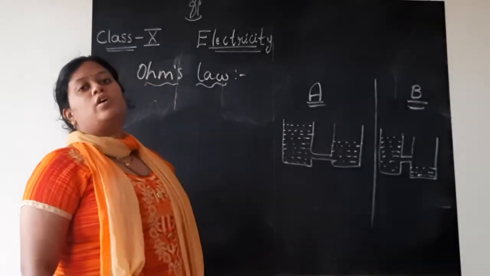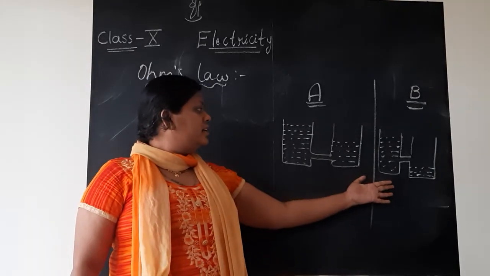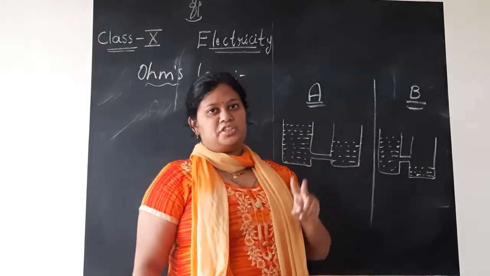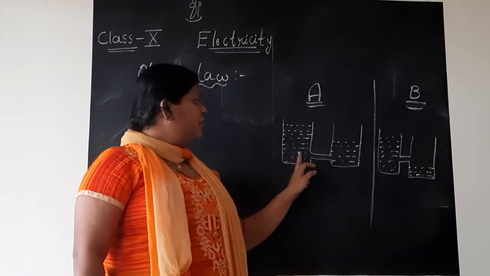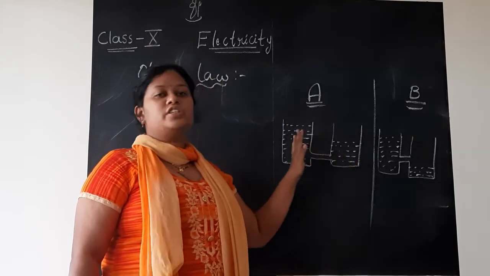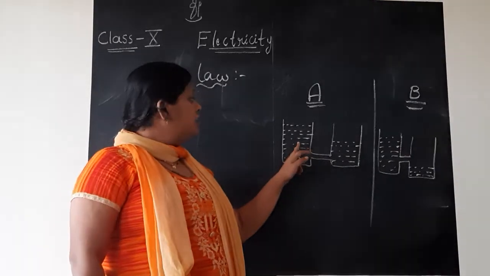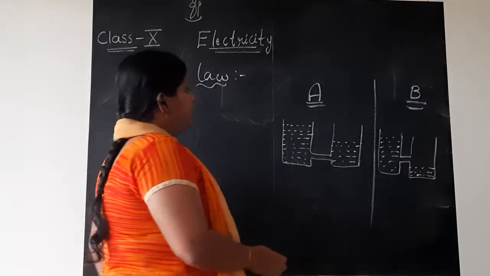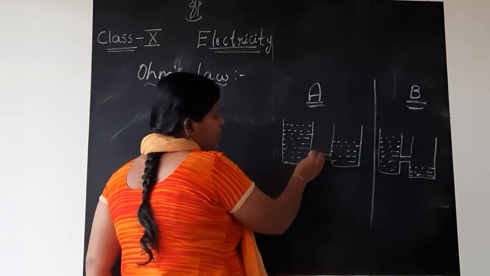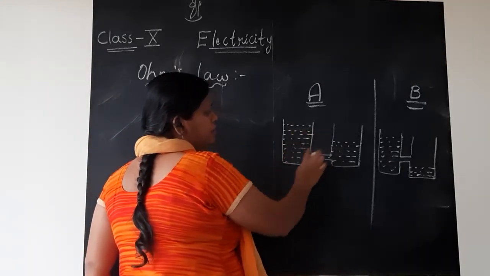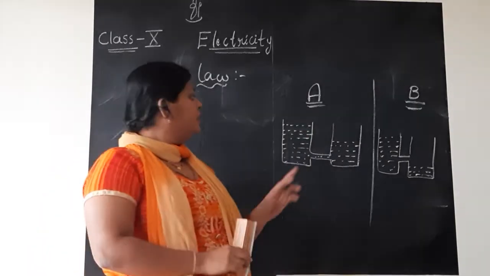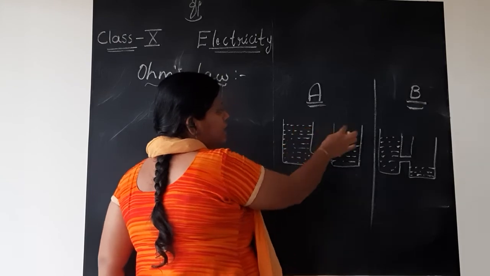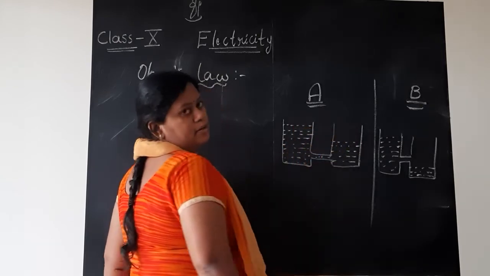To understand what is Ohm's law, let us consider this example. You can see A and B, two conditions are there. In part A, you can see two beakers which are filled with water. But here, the water is not filled to the same level. If I allow the water to flow from this beaker to the second beaker, the water will flow until the water reaches the same level in both the beakers.